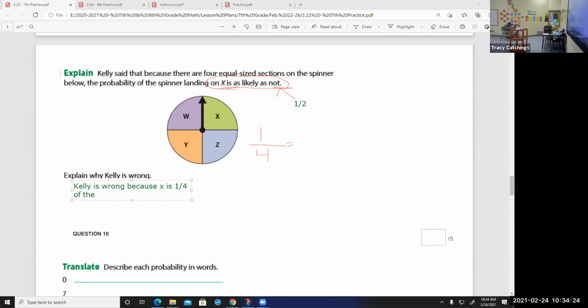She said because X is 1/4 of the spinner, instead of being 1/2. Likely as not means a half, so then we'll have to rectify. Probability is not hard.